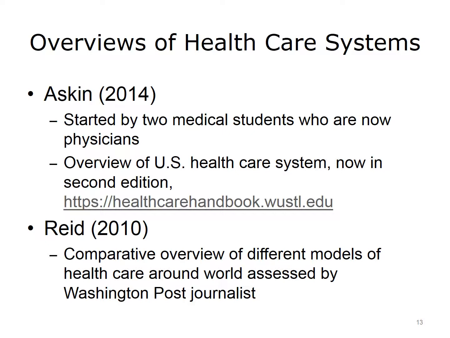Another interesting book is one by T.R. Reid, The Healing of America, a global quest for better, cheaper, and fairer healthcare. Reid is a journalist from the Washington Post who had some common chronic medical problems. He went across the world to experience different healthcare systems, and his book provides a comparative overview of the various models of healthcare around the world.